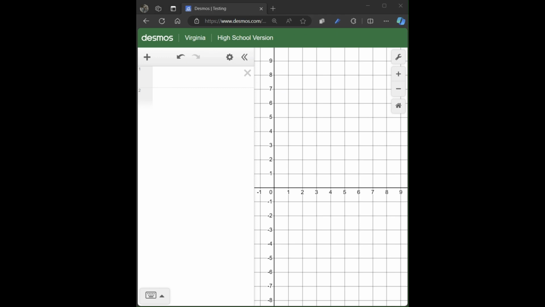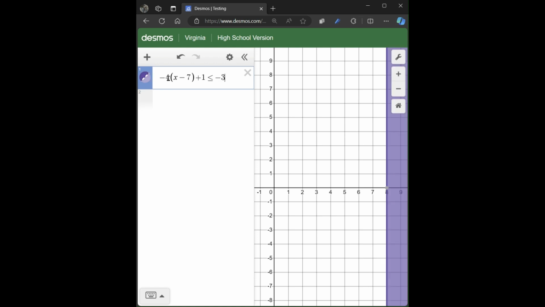Okay, so here, when it's asking you what went wrong, you can use Desmos to identify each step. So let's go ahead and type in our first step, and this is an inequality, right? So you use x or y like an equation. So let's type in our first step: negative 4x minus 7 plus 1 less than or equal to negative 3.